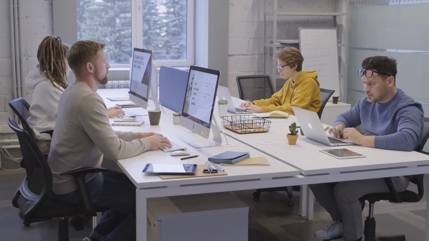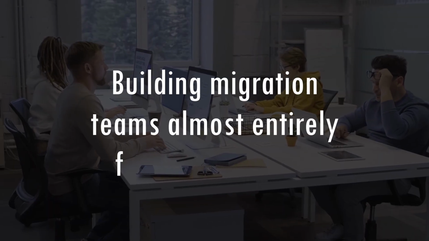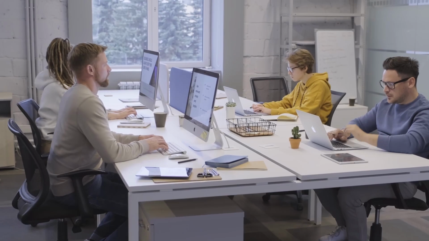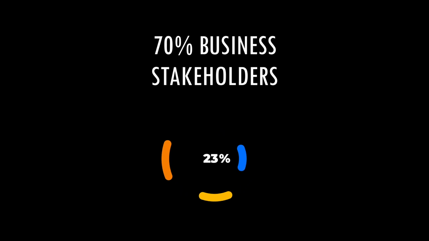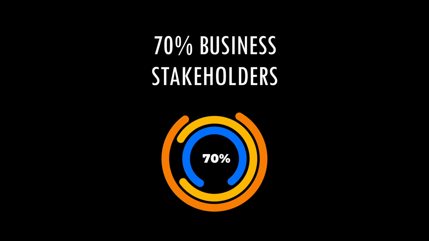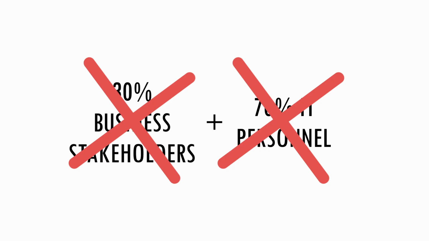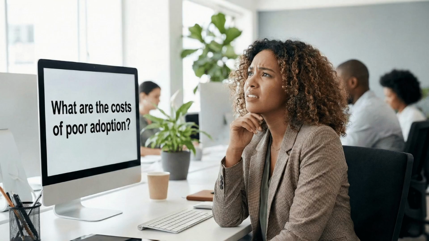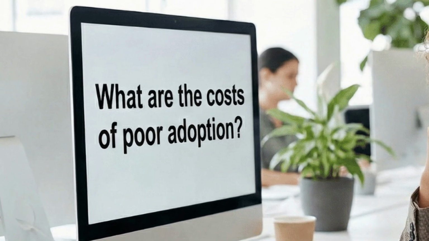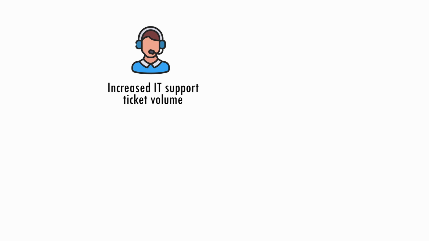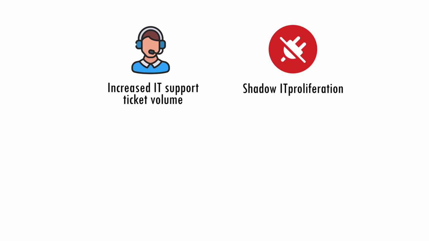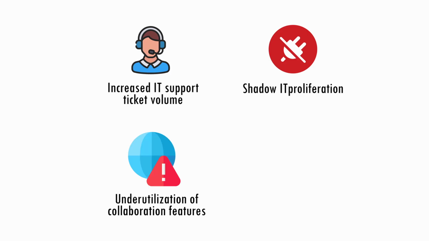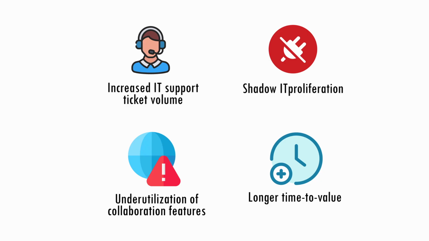A common staffing mistake is building migration teams almost entirely from IT personnel, when research suggests the optimal composition is 70% business stakeholders and 30% IT. Most organizations have this ratio inverted. The operational and financial costs of poor adoption include increased IT support ticket volume, shadow IT proliferation, adding 30 to 40% additional spending, underutilization of collaboration features that were the original business case for the migration, and longer time to value, with expected productivity gains delayed for months or never realized at all.